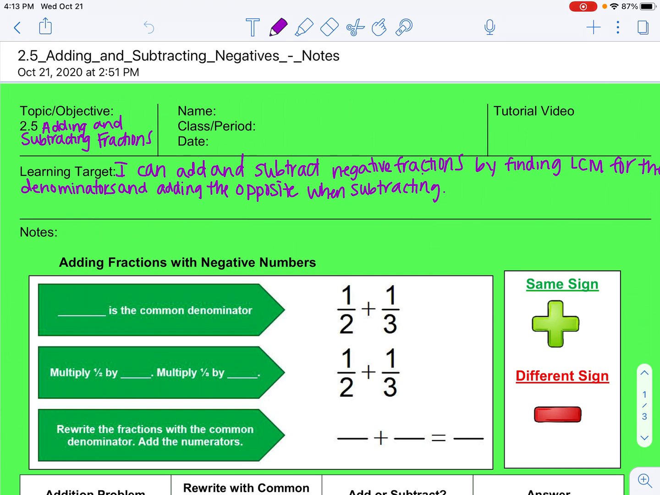Today we're going to be talking about adding and subtracting fractions, but with negative numbers. So your learning target is: I can add and subtract negative fractions by finding the least common multiple for the denominators and adding the opposite when subtracting.